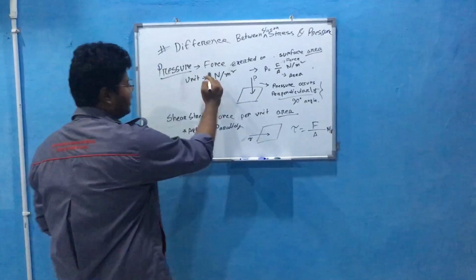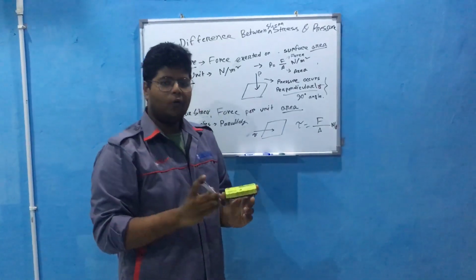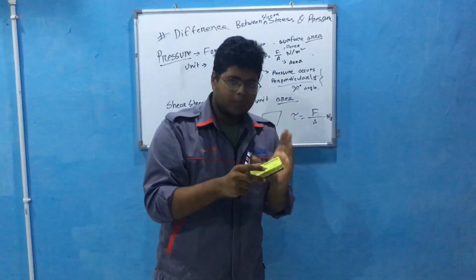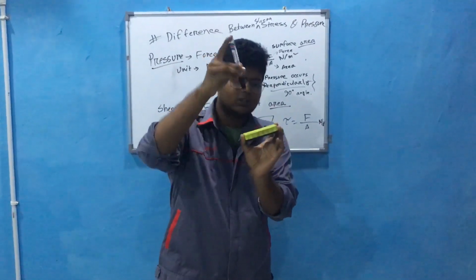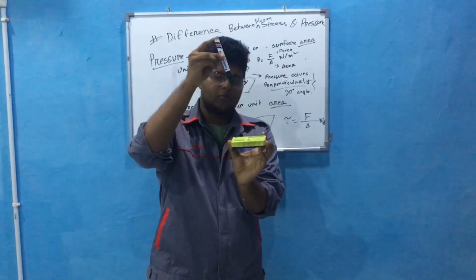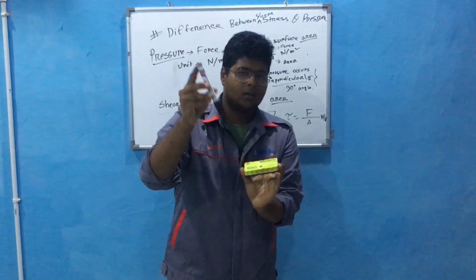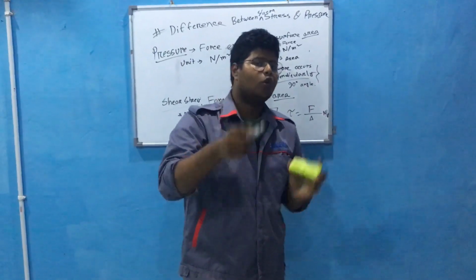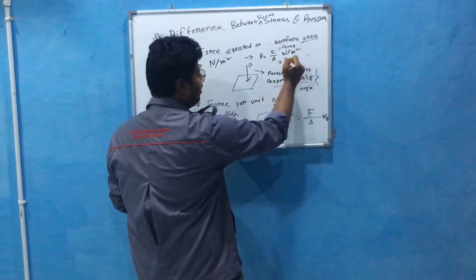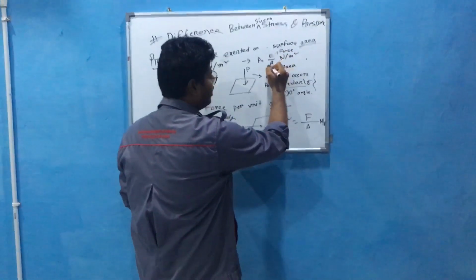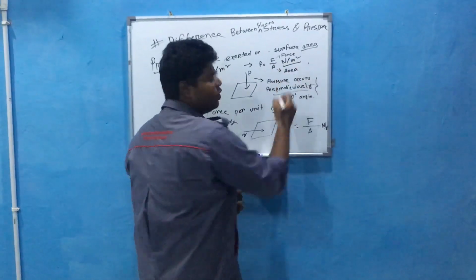So what is pressure? Pressure is equal to the force exerted on a surface area. That means I will apply a force on an object's surface. This is an object, and I will apply this force on this surface area. This is called pressure. So pressure equals what? Force over area. That means we can say P equals F over A, where F means force and A means area. So it is force per unit area, and the unit is Newton per meter square.